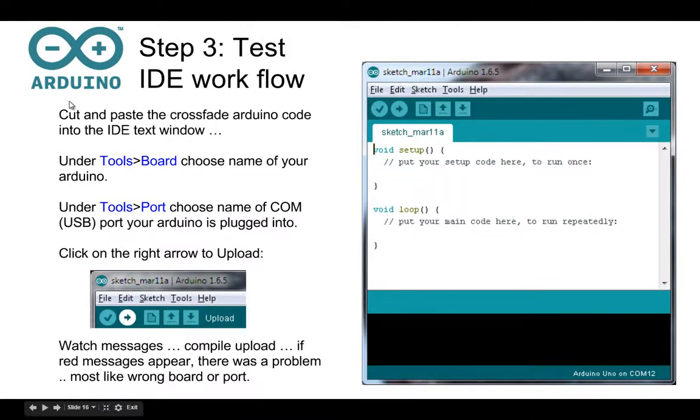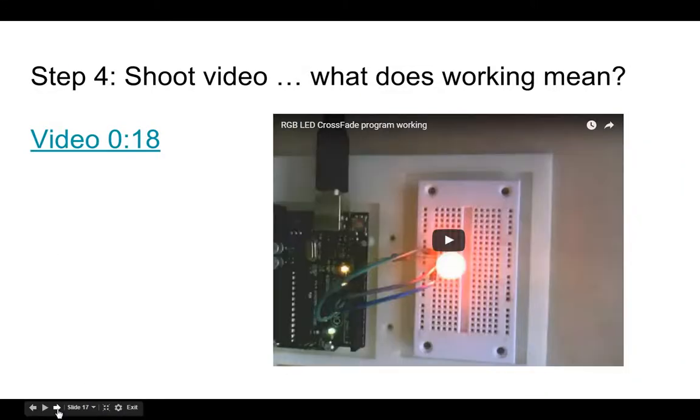This is the link to the circuits.io example that you see right here. And now what we do is go through the IDE workflow. So we cut and paste our crossfade code into here. Then we go to Tools and Board and choose Uno. That's typically what we're using. Then you go to Tools and Port, and hopefully it'll detect the serial port for you. It'll tell you that it's Arduino Uno on COM12 or something like that. And you click on the upload arrow and you watch the messages down here. If there are no red error messages, then it's most likely working. And here's a video of it working.